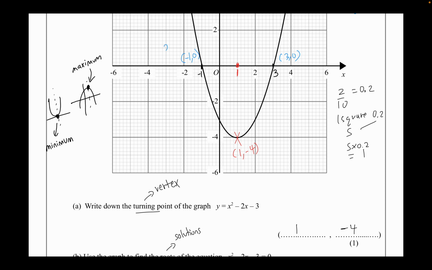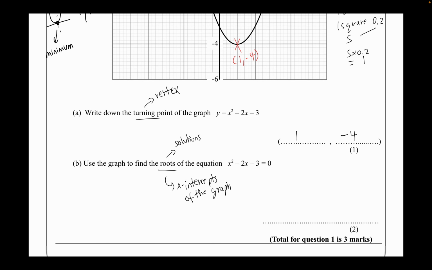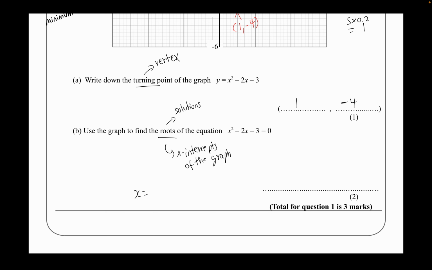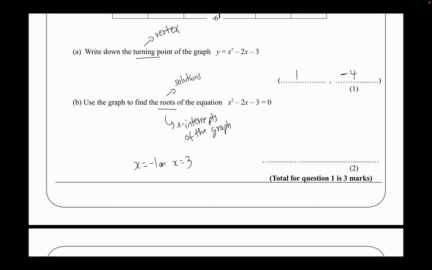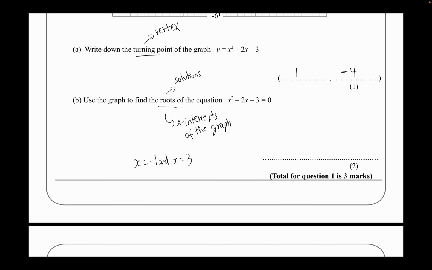So here x would be equivalent to -1, and here x equals +3. So the answer here is going to be x equals -1 and x equals +3. How you're going to write it down is, you're going to put the word "and" there. So it's going to be -1 and 3. This is going to be your roots of the equation.